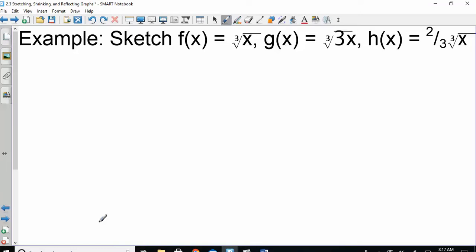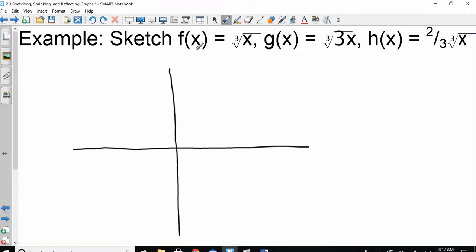All right, let's try this one. Okay, so we have our first function. f of x is the cube root of x.